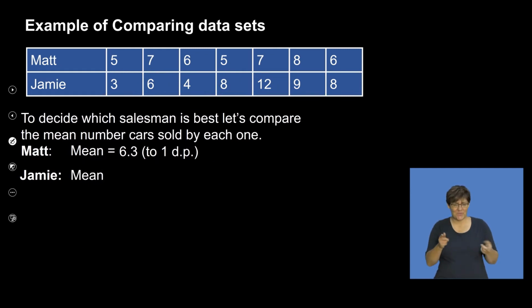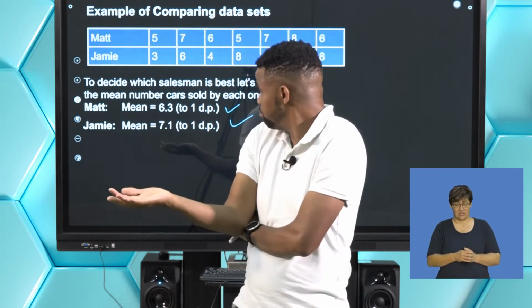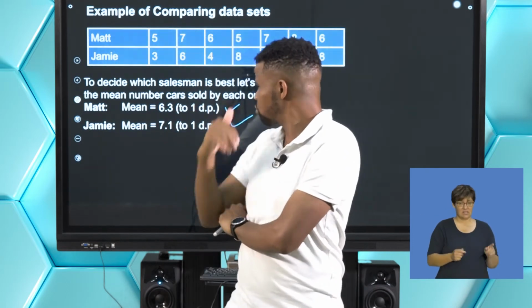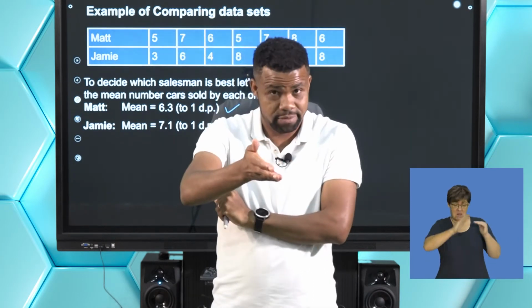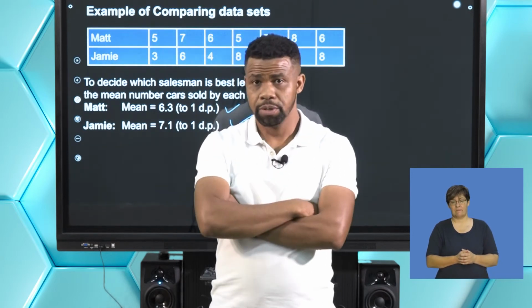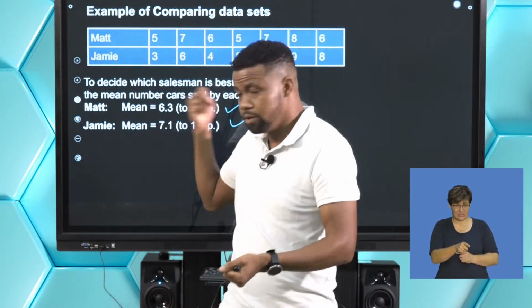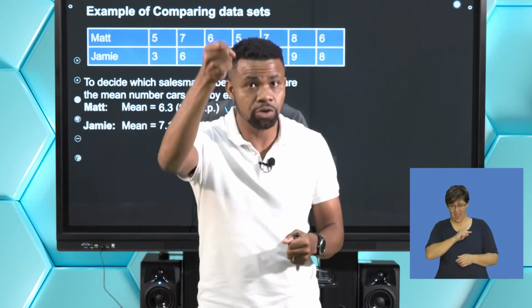Who's a better salesman? So if we have both means there, can we conclude anything? This means on average, Jamie will sell 7 cars. Matt will sell about 6 cars. Daily average. It could be less. That's another thing average means. Okay? So on average, if we use average, Jamie is a better salesman based on average.